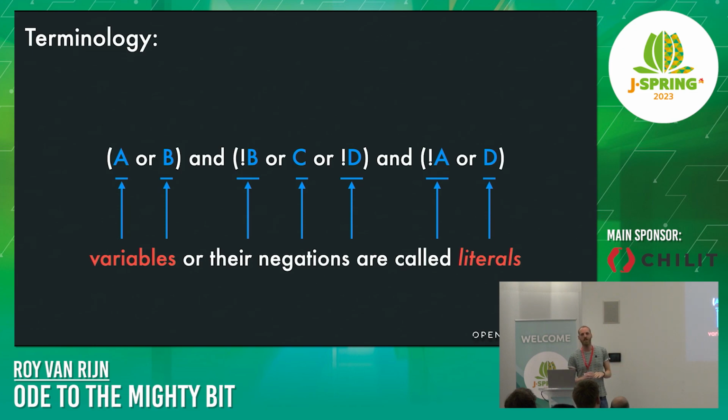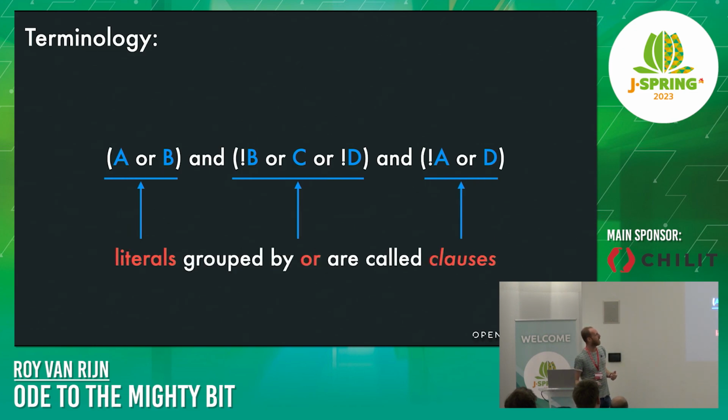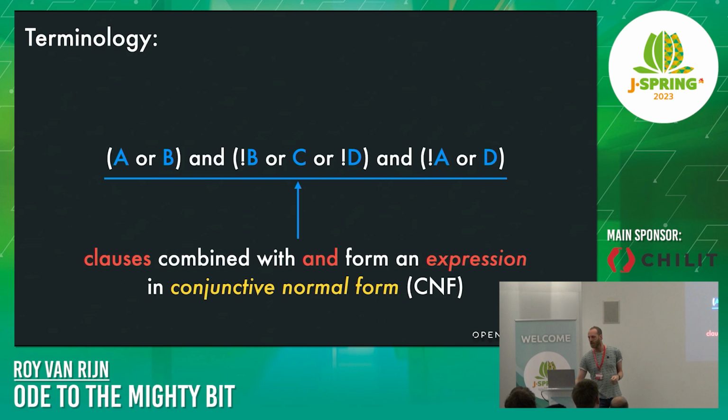This expression is written down in a very specific way, which means that all the literals here are grouped by OR. And if we do that, we call that a clause. This clause needs to be true, and in the end, all the clauses are combined with AND. If you rewrite your Boolean expression in this way, it's called the conjunctive normal form. And it turns out any Boolean expression can be written down in the conjunctive normal form.